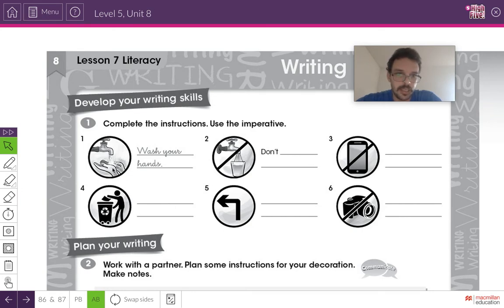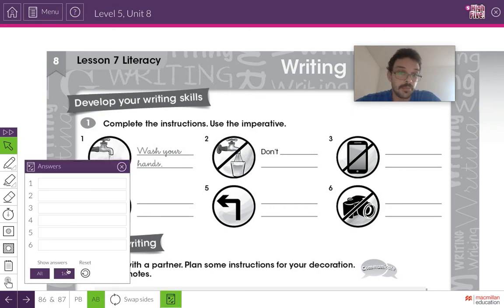So like the example here for number 1, right? You can see the picture, right? The instructions are wash your hands, right? Very important, wash your hands, all right? So let's have a look at the other ones. What are the other instructions? Number 2, what is this? It says don't, it's a negative one. So don't, if it has a cross, it means it's a negative.